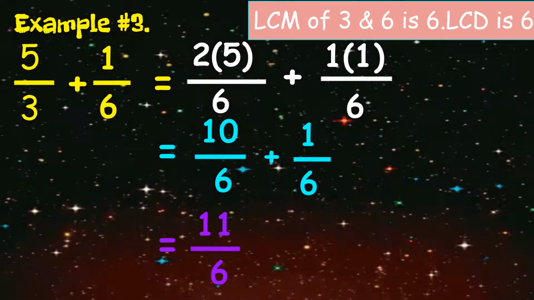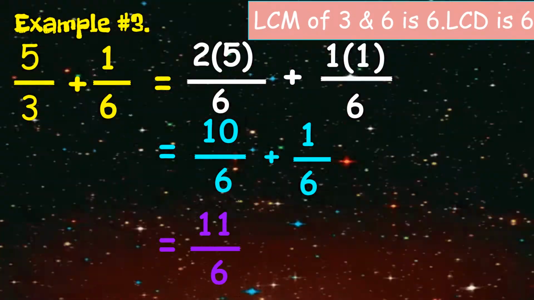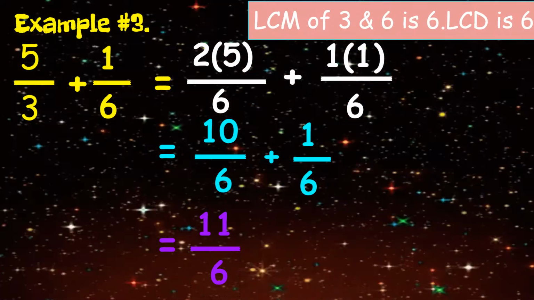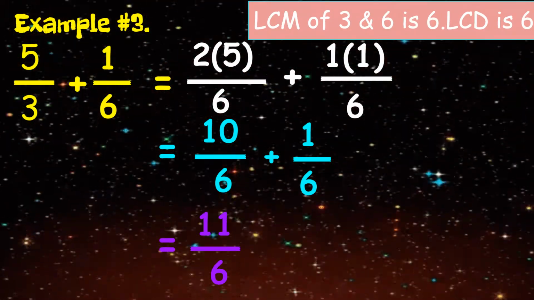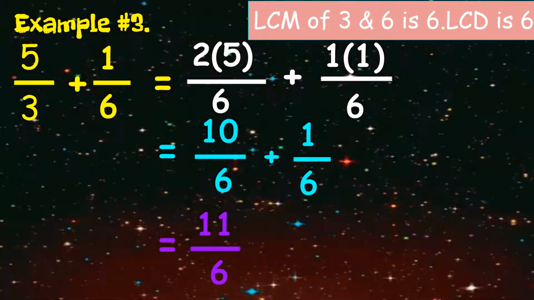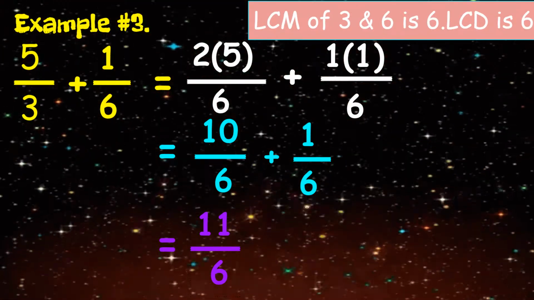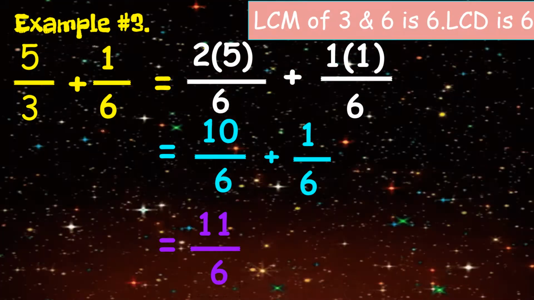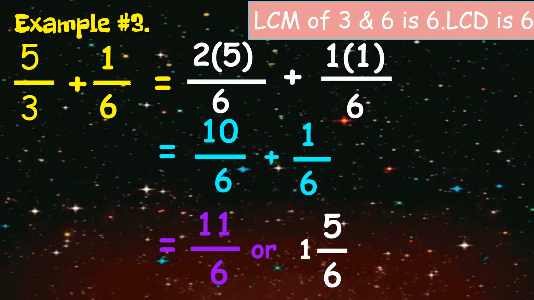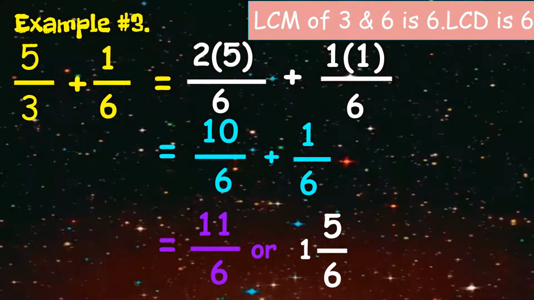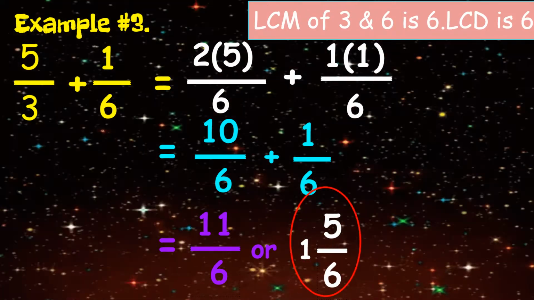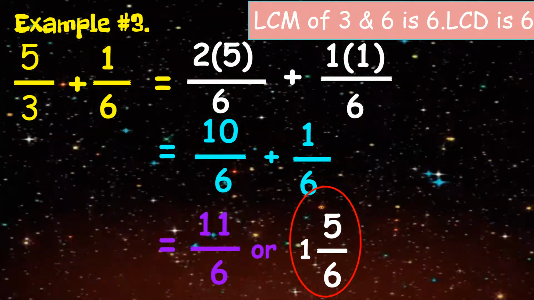To add similar fractions, you will just add the numerators, 10 and 1. We have 11. Then copy the denominator. We already have the answer 11 over 6. But because 11 over 6 is an improper fraction, we will express it as a mixed number. Divide 11 by 6. We'll have 1 as the whole number, 5 as the remainder, which we'll be using as the numerator, and then copy the denominator. So the answer is 1 and 5 over 6.